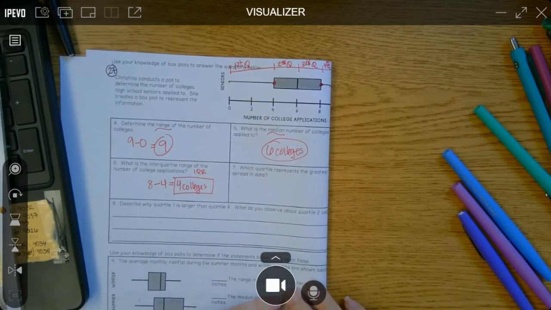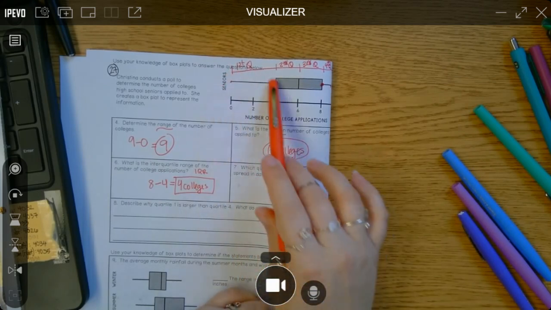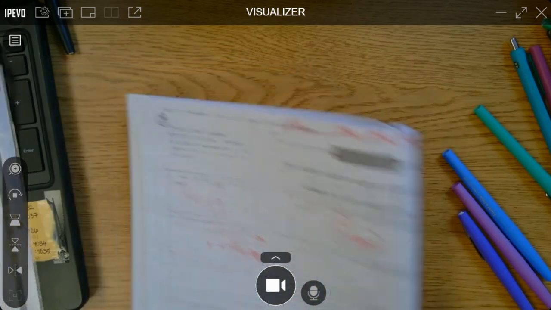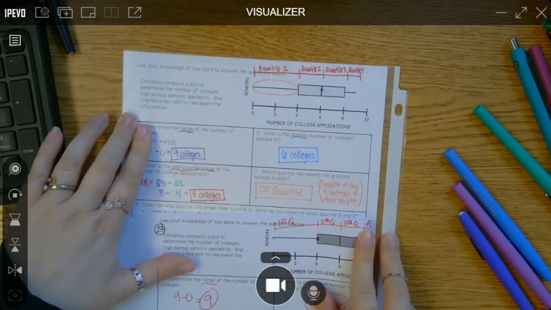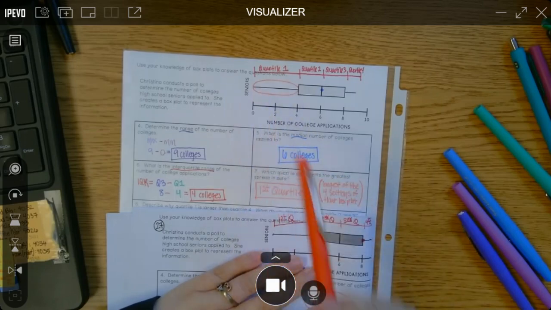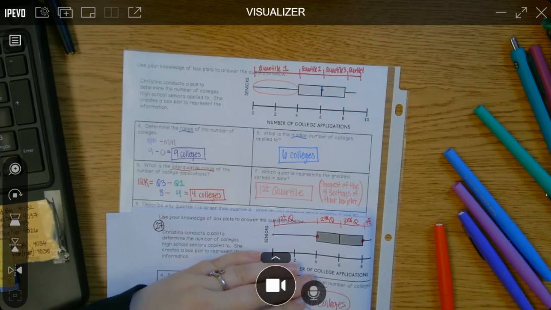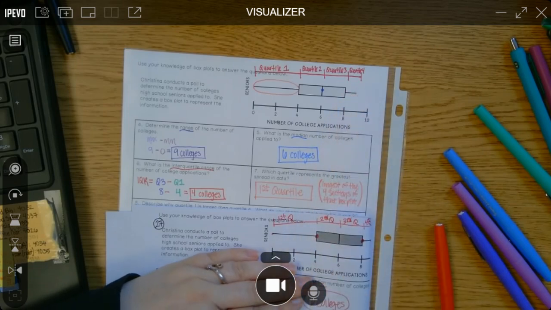Which quartile represents the greatest spread? What would you say? Yeah, the first quartile, because you see how it's spread out the most? Okay, so the longest of the 4 sections in that particular box plot was the first quartile right here. So that's why it represents the greatest spread. It's more spread out than all the rest. If it's a short span, that means the numbers are really closely grouped together.